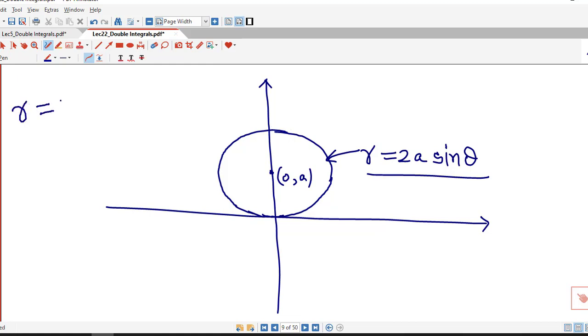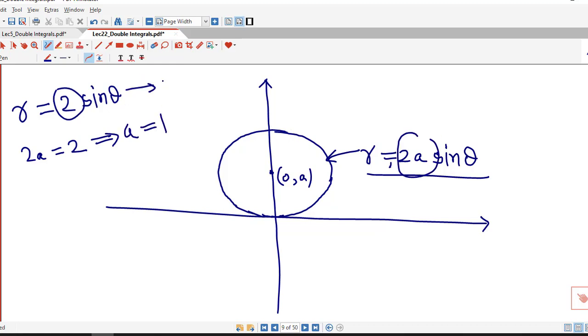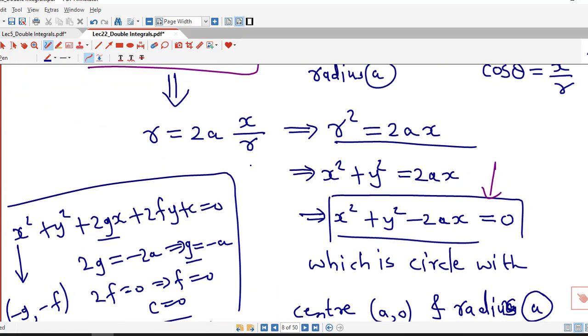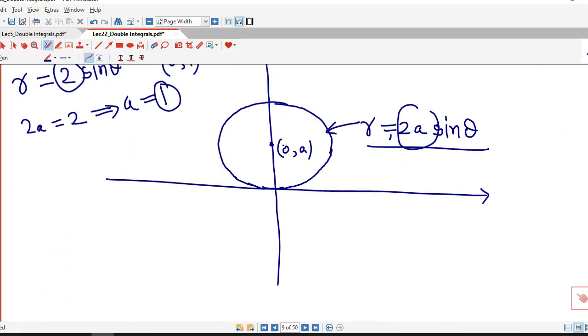Suppose I have r equal to 2 sin theta. Then I can compare it with r equal to 2a sin theta and determine the value of a. So 2a equal to 2, if we compare both equations, that means a equal to 1. So r equal to 2 sin theta represents a circle with center (0, 1) and radius 1. In this way we can decide the type of the given polar curve.